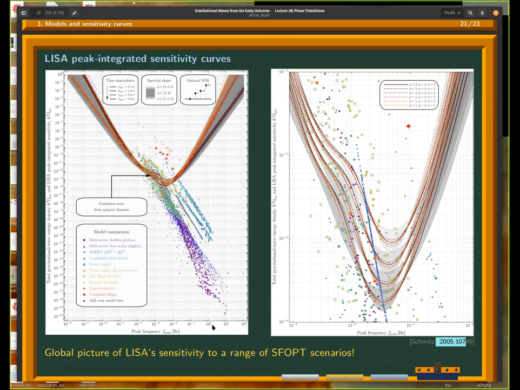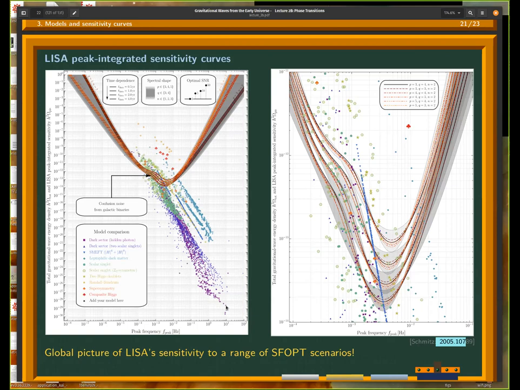You integrate over the entire spectrum, knowing the shape of the spectrum, and then each spectrum is represented by one point in this plot. These new curves project the sensitivity in this 2D parameter space. Now we can compare many different models and benchmark points at the same time, and you see the variation. For many models, first of all, the sensitivity is not sufficient. This is for LISA, and the signal will be too weak for LISA. But of course, you have a strong variation. You can have peak frequencies around a millihertz, but these can also be much higher, up to a hertz or even 10 hertz down here. It's very model dependent.